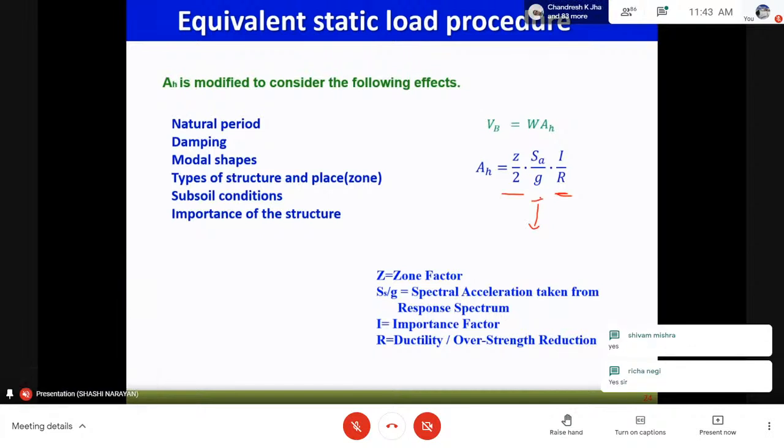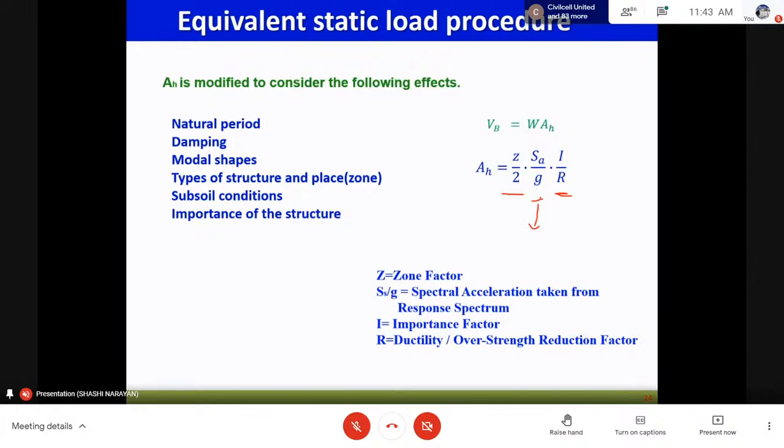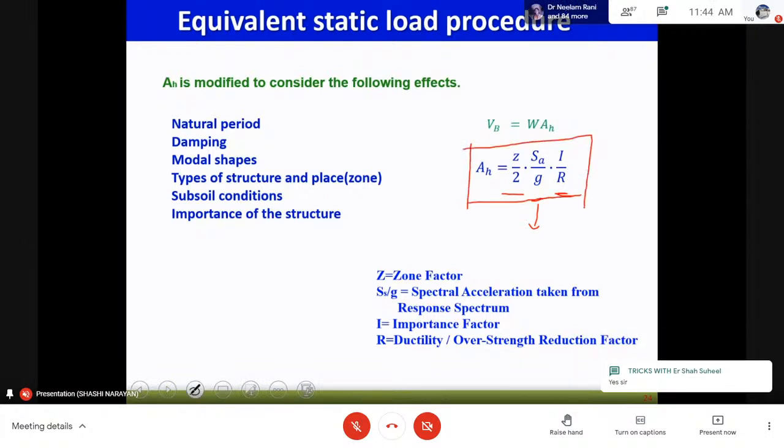The place will give me the Z value, that is the zone factor. The type of structure will give us our importance factor and the time period. This will also govern the time period. The subsoil condition comes into the Sa by g formula, and the importance of a structure is also there. So taking all this into account, we have got an empirical formula. This is an empirical formula. It has nothing to do with any mathematical background or Newton's laws of motion.